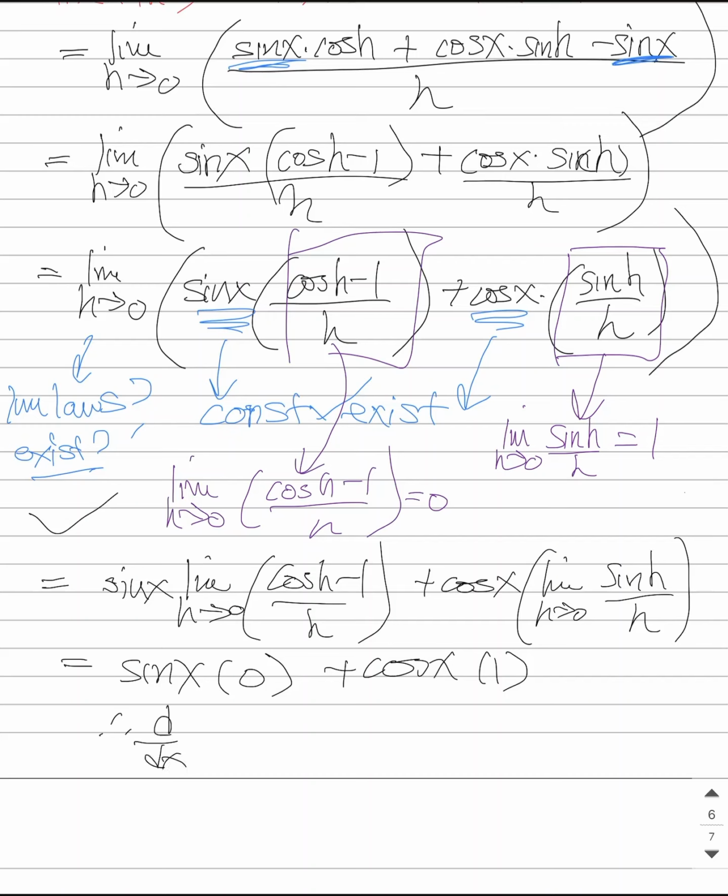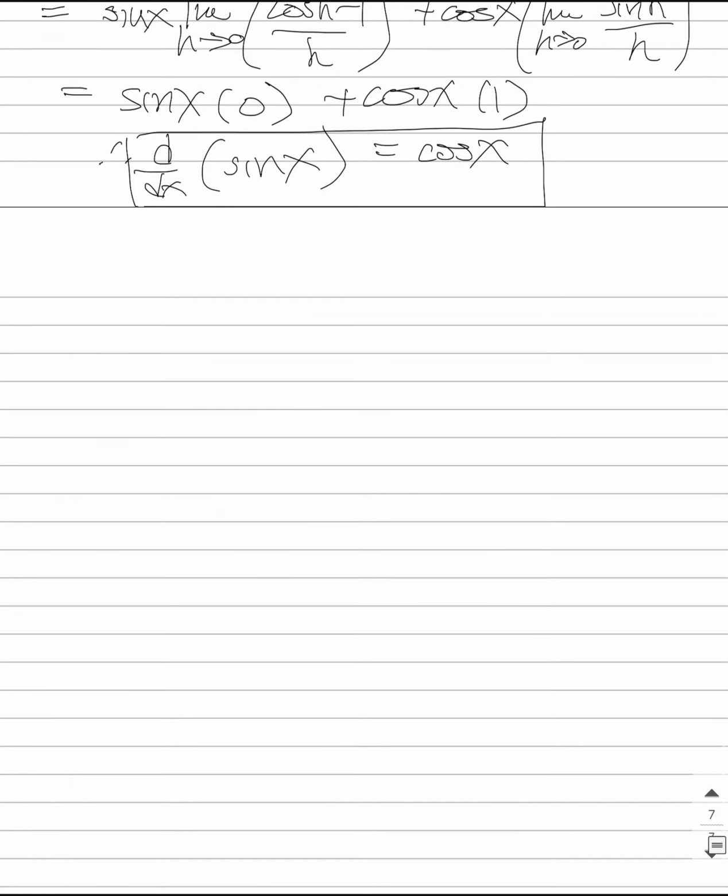And I come up with a shortcut formula for this derivative function. And it agrees with my picture. The derivative of the sine function is cosine. And that's exactly what I thought I saw with the picture from earlier.